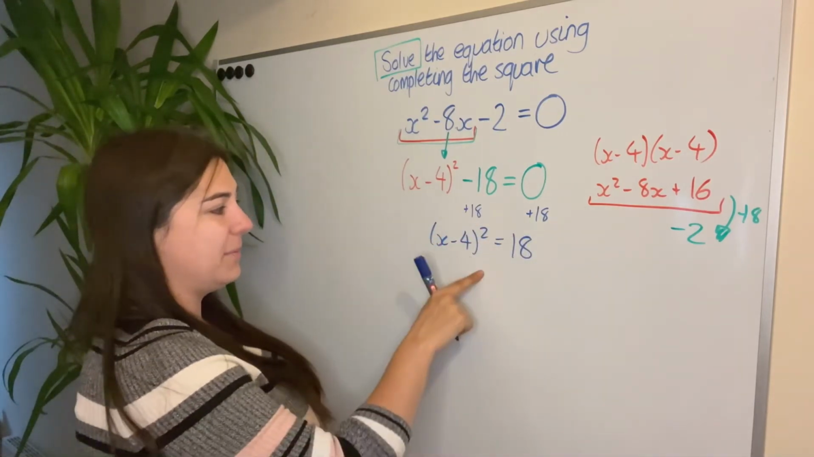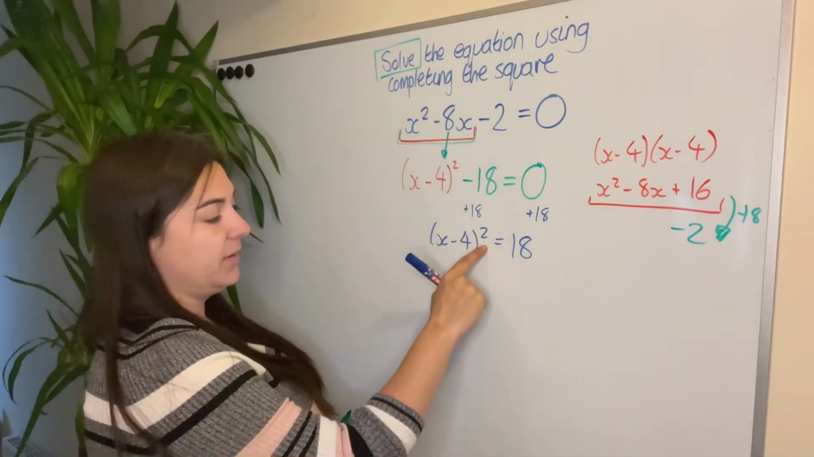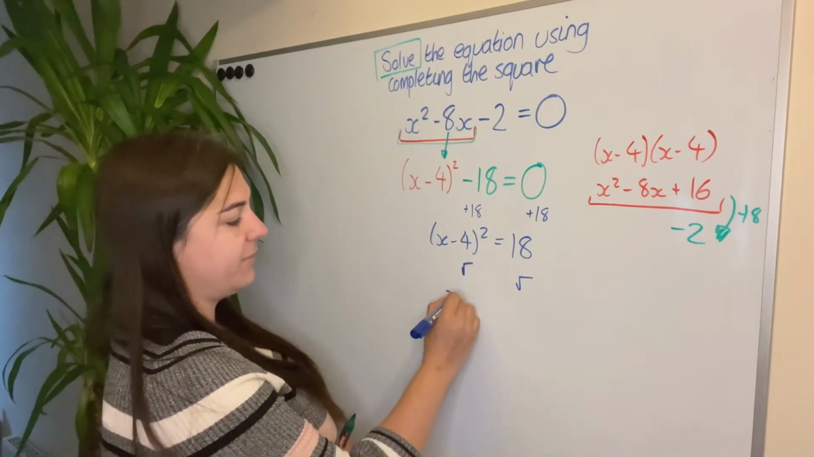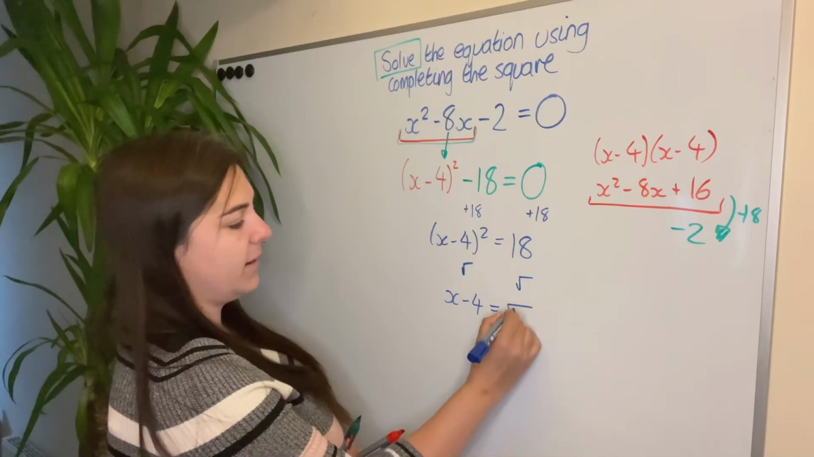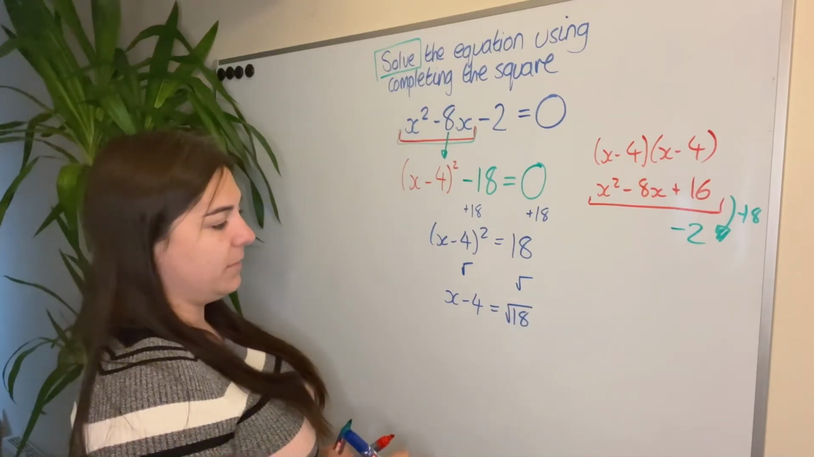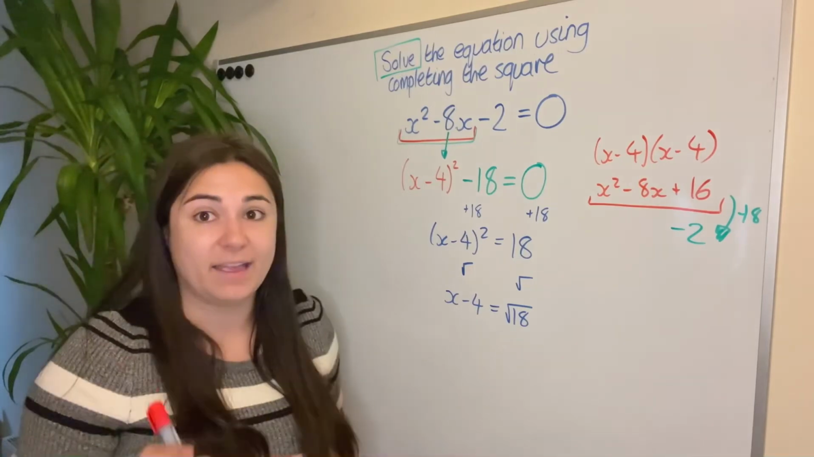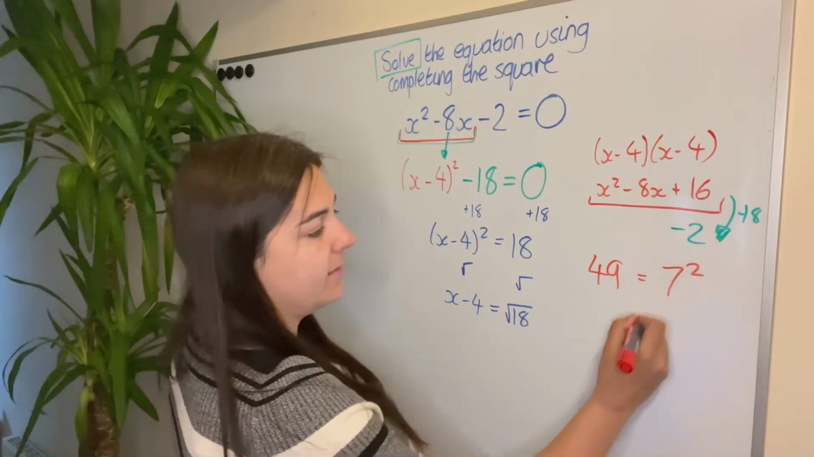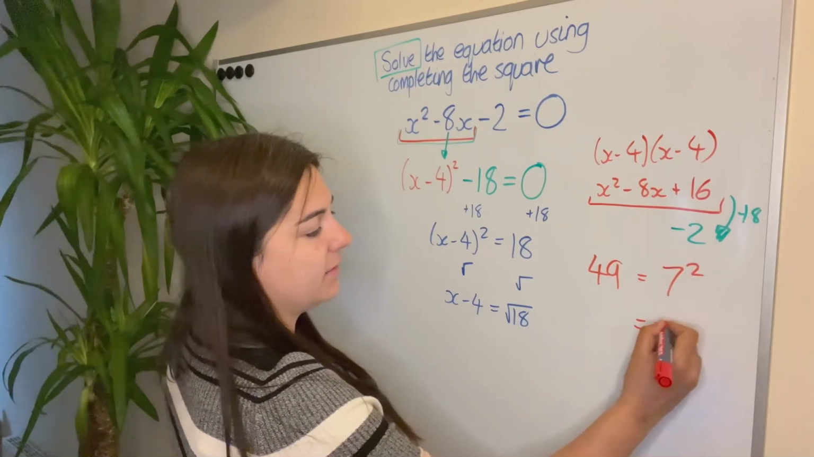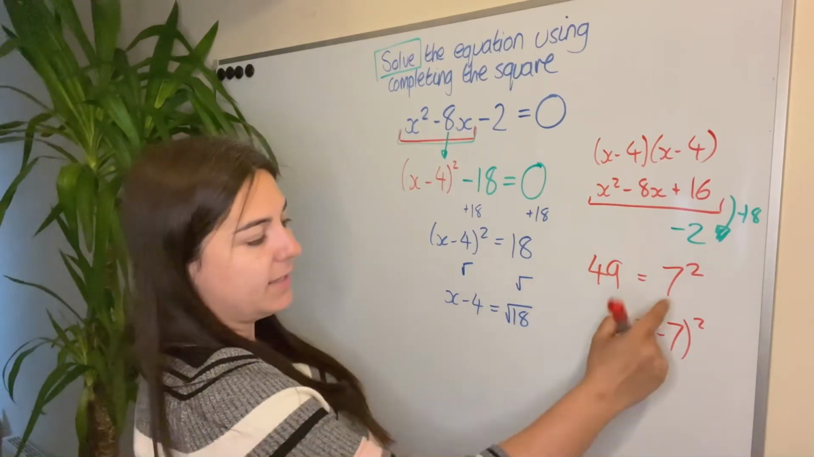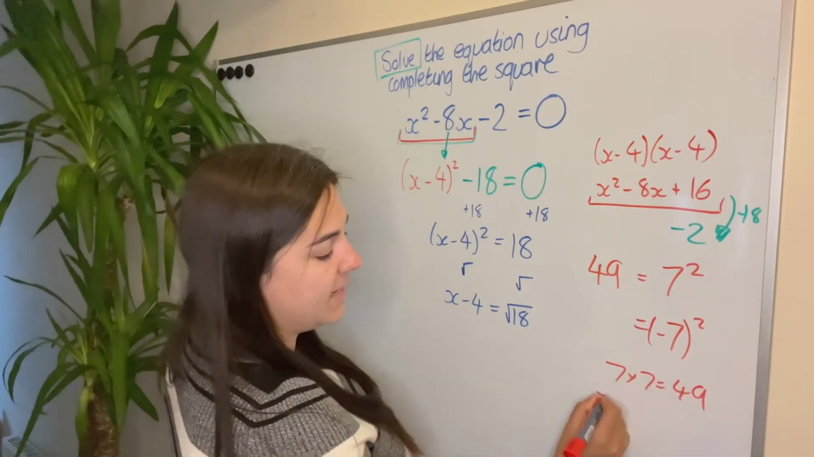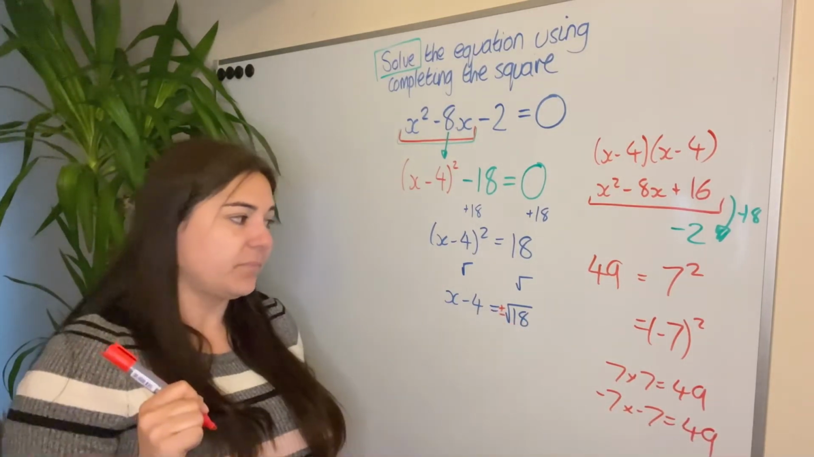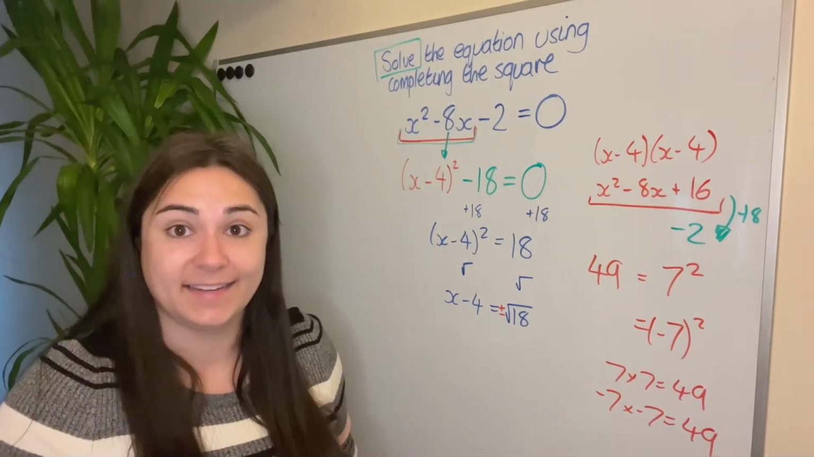Then what could I do? Well, using BIDMAS, I would have to square root everything because this is all inside a bracket. So I square root both sides. So you'd be left with x take 4 equals the square root of 18. And my final part would be, oh, and also remember that every square number, so let's say 49 is a square number, that could be 7 squared, or it could be minus 7 squared. Okay, so 7 times 7 gives me 49, but negative 7 times negative 7 also gives me 49. So every number has both a positive and a negative square root.